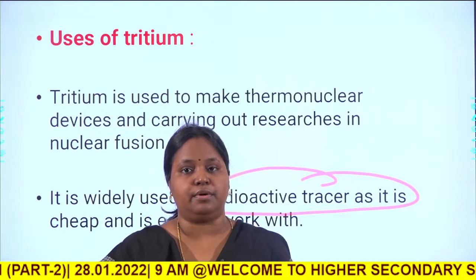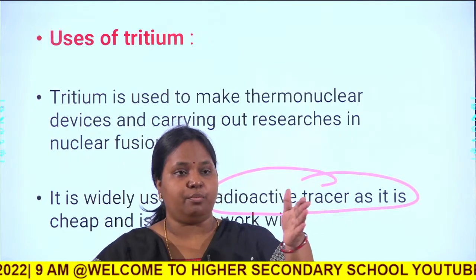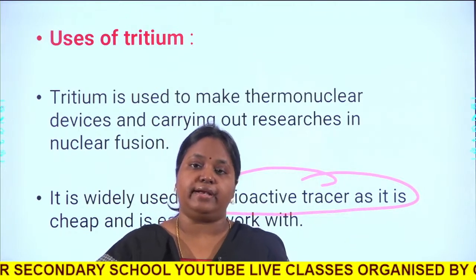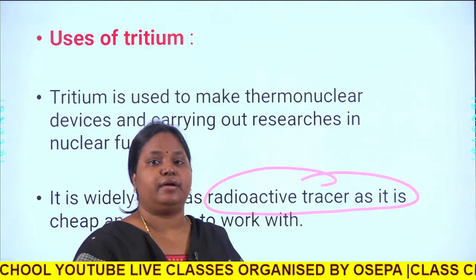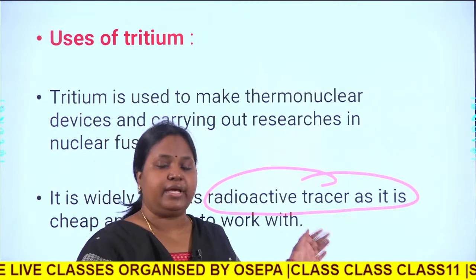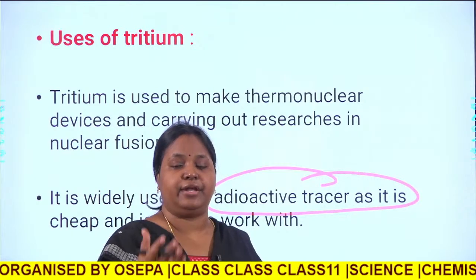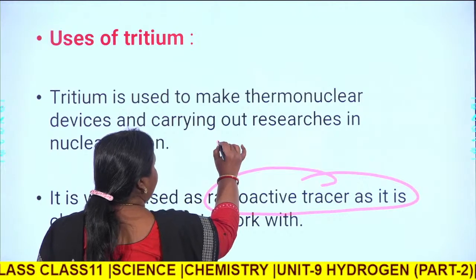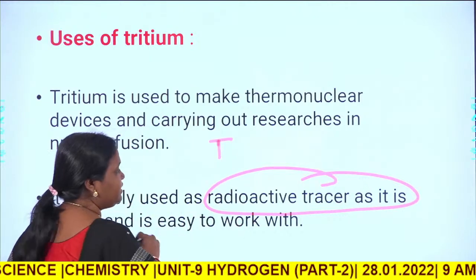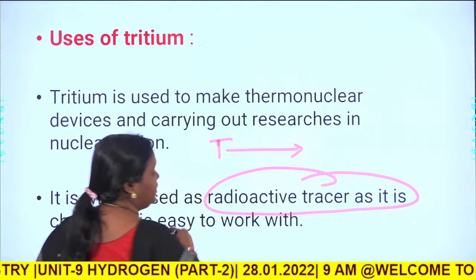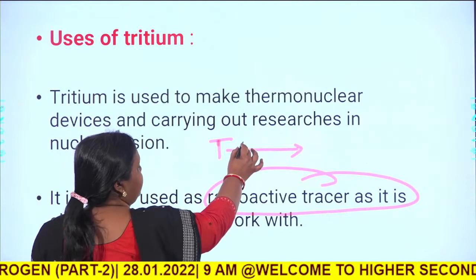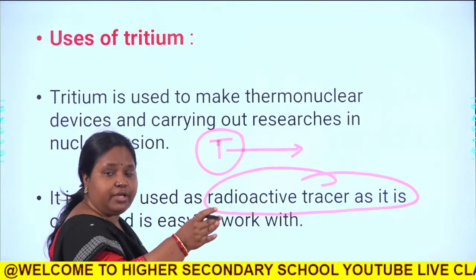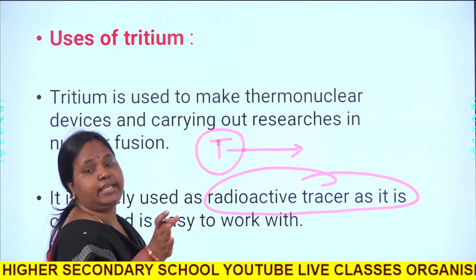If hydrogen is replaced, normal hydrogen is replaced by tritium. You know that radioactive substances emit radiation, beta radiation in the case of tritium. So if you trace the energy it radiates, we can trace in which path the tritium is moving, or in which path the reaction is being carried out.